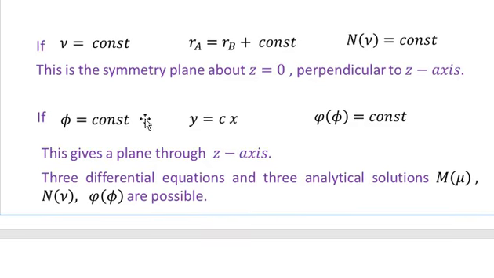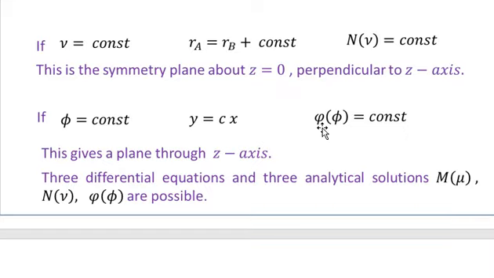If phi is equal to constant, and phi is equal to tan inverse of y over x, then it means that tan phi is constant, and then we can represent it as constant c. So we have y is equal to c times x. So c is the constant in this problem, which is equal to tan of phi. So c here is tan of phi, and y is equal to c times x is our equation that results when we assume that phi is constant.